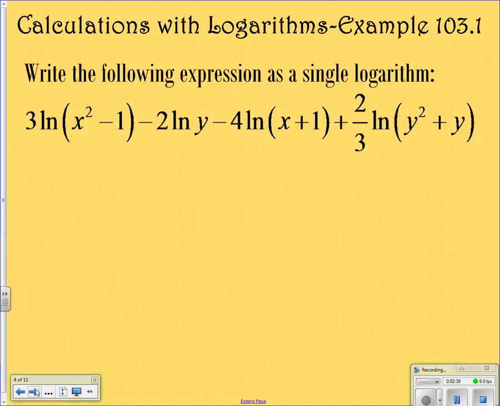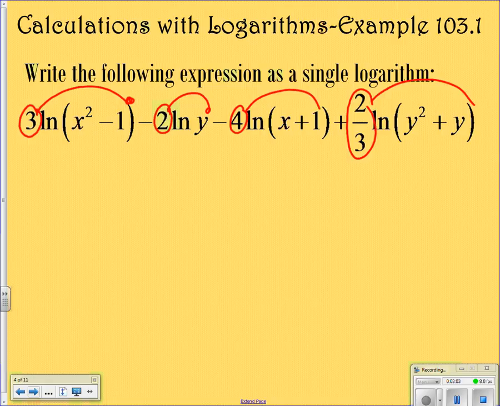We want to take this expression and condense it down to one single logarithm. Okay? So right now we have 4 separate logs. And we want to make it one log in the final answer. The first thing that you're going to want to do is to take any number that's in front and move it to the end and make it your exponent. So all of these numbers that are in the front, we're going to move and make it our exponent.